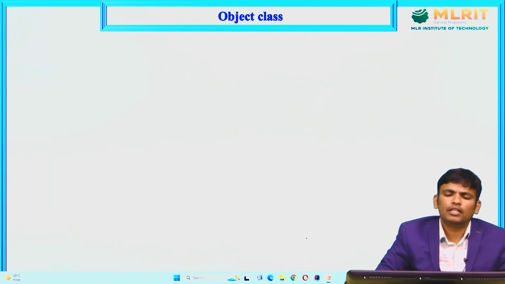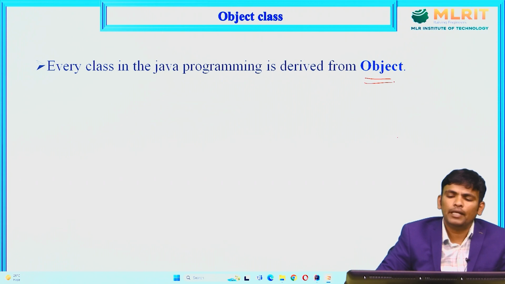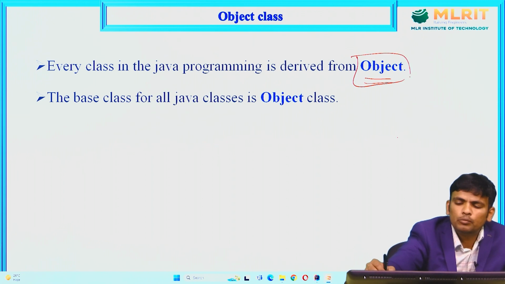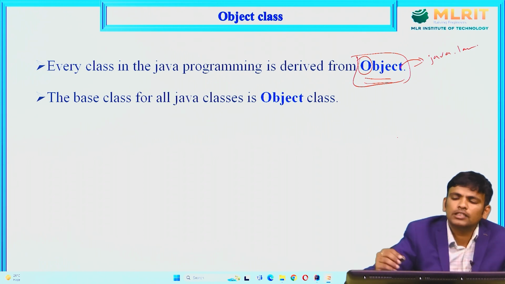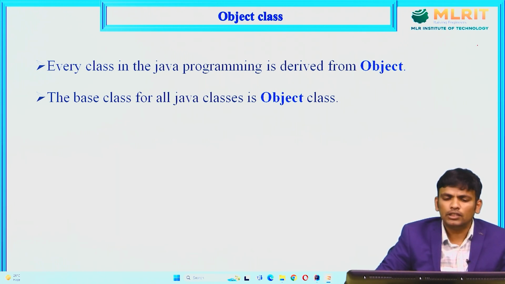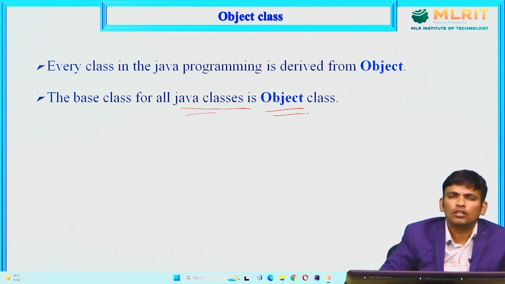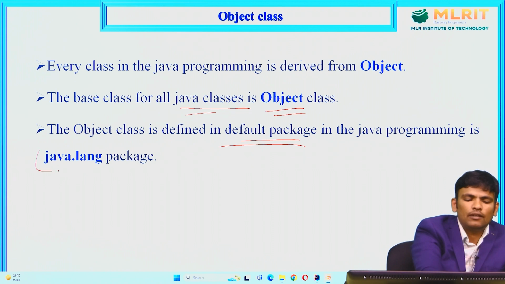And so coming to the Object class. Every class in Java programming is derived from the Object class, meaning Object is the supermost class; every class directly or indirectly derives from the Object class only. Object is a class, so O must be capital here, which is defined inside the java.lang package. The java.lang package is a default package. As I mentioned, the Object class is the supermost class in Java. So the base class for all Java classes is nothing but the Object class only. The Object class is defined in the default package, the java.lang package.